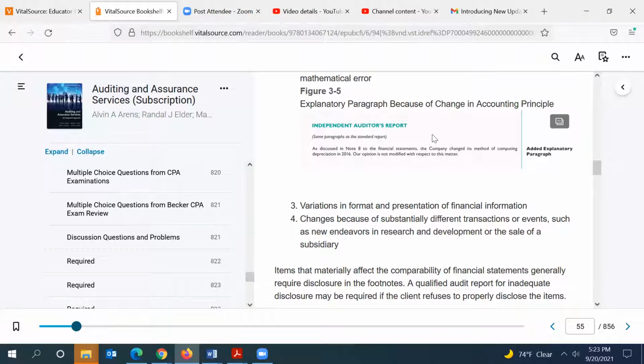Explanatory paragraph because it's a change in accounting principle. So we have the independent auditor's report, same paragraphs as in the standard unqualified audit report. Then finally, there's an explanatory paragraph here at the end. As discussed in note 8 to the financial statements, the company changed its method of computing depreciation, and our report is not modified with respect to this matter. So it's okay. As an auditor, we agree with it. And you can bet there's footnote disclosure of this too. Otherwise, disclosure would not be adequate.